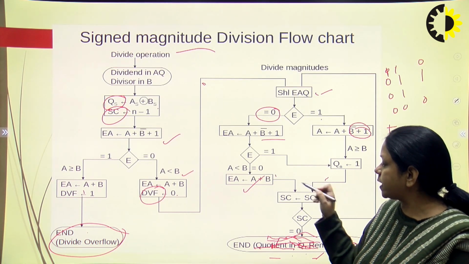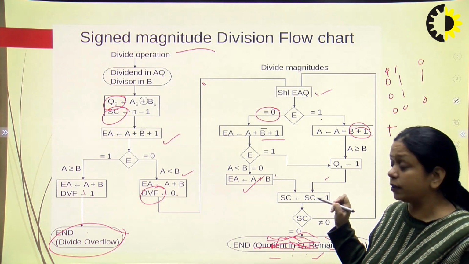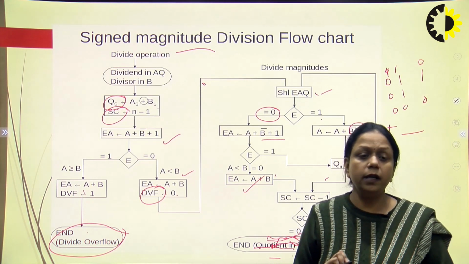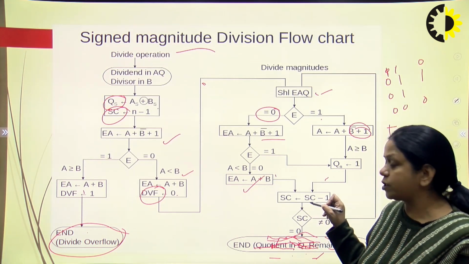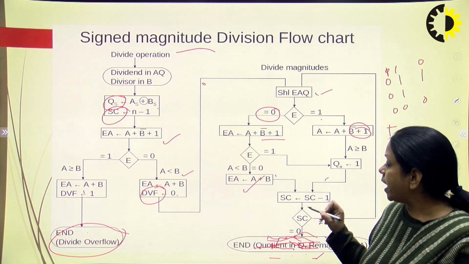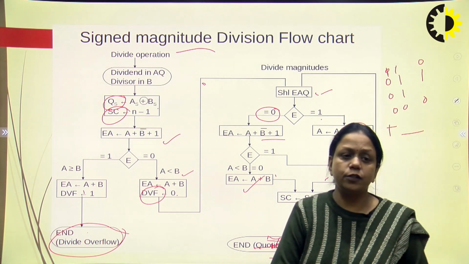In both cases we will go to the next step, that is decreasing the sequence counter, because we have completed one step here. That's why we need to decrease the sequence counter here. So now the sequence counter minus 1 will be here. Now again we will check the value of the sequence counter.